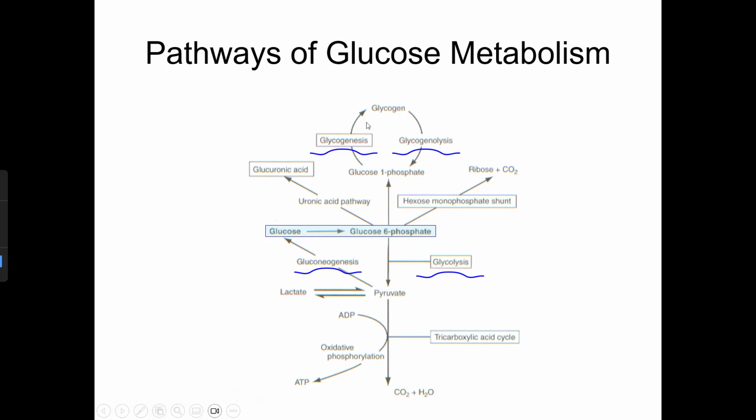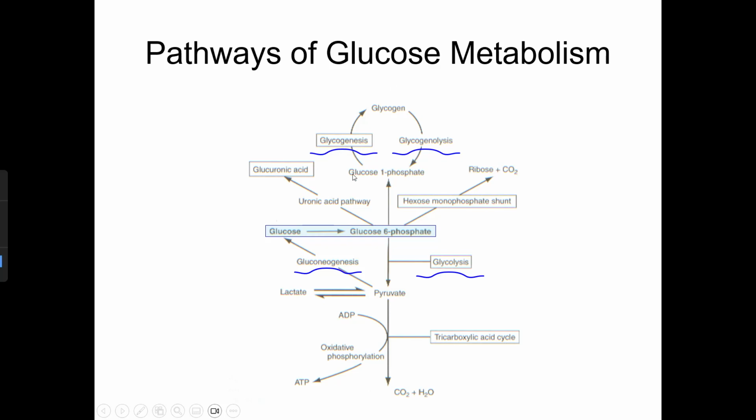Now, many of these terms are going to start to look and sound the same, so you want to be able to break down the parts of the word to deduce their definition. So glyco means glycogen. Lysis means to break apart. So glycogenolysis is to break apart glycogen. Genesis is the creation of. So glycogenesis is the creation of glycogen.